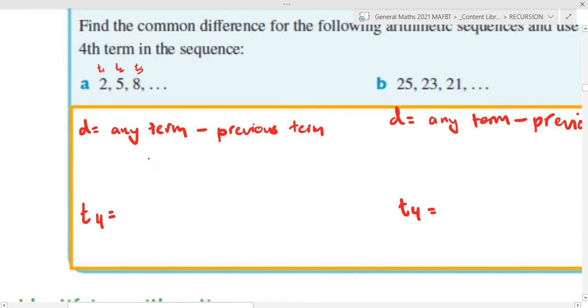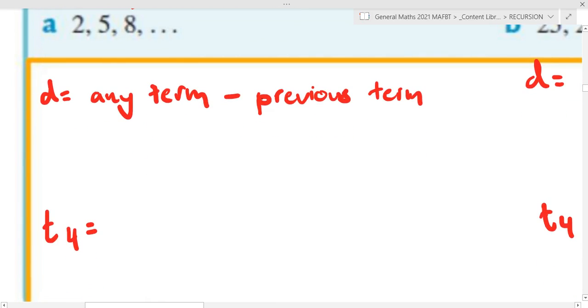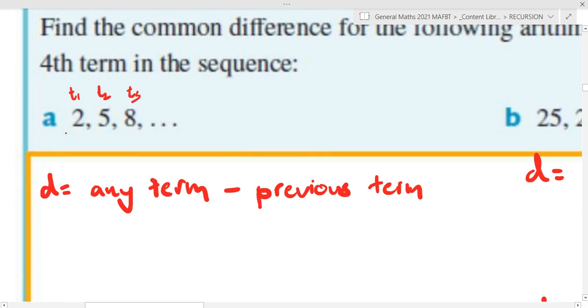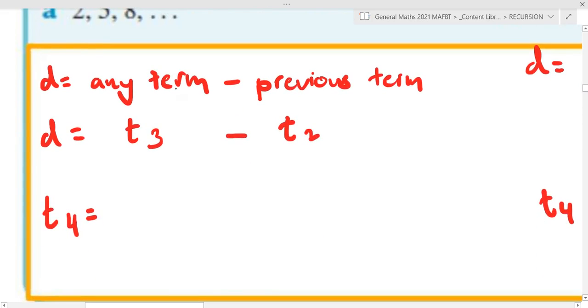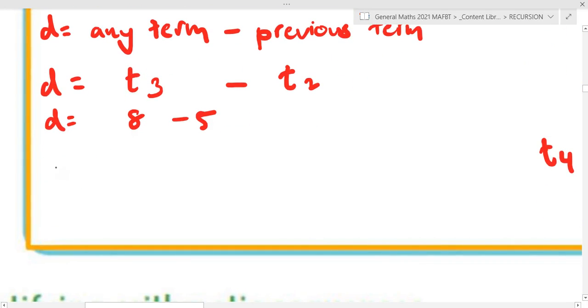So for this page, if you want to find the common difference, remember it's any term minus previous term. I've written down the rule there for you. So I can use any term here. Let's go with term 3 take away term 2. So D equals T3 take away T2. So it's going to be 8 minus 5. So the common difference is 3, or positive 3.